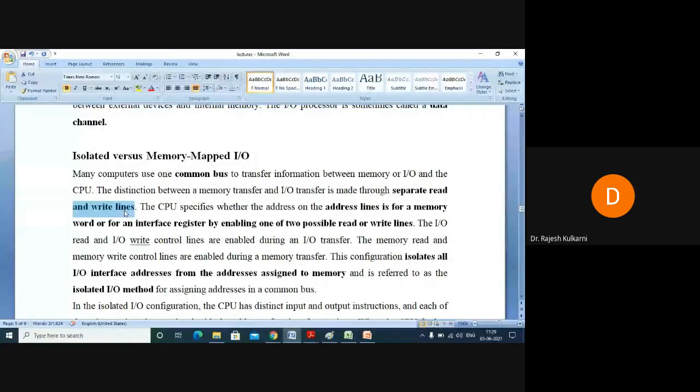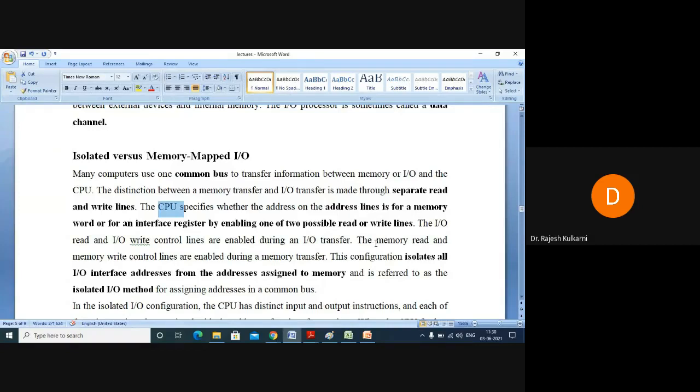Now, what is the job of the CPU? The job of the CPU is to tell whether this address is for memory or this address is for peripheral devices. So accordingly, those addresses will be enabled. If it is for a peripheral device, the interface unit will be enabling that.